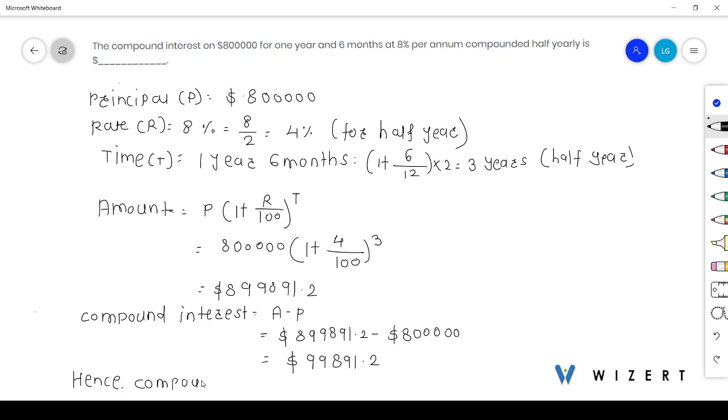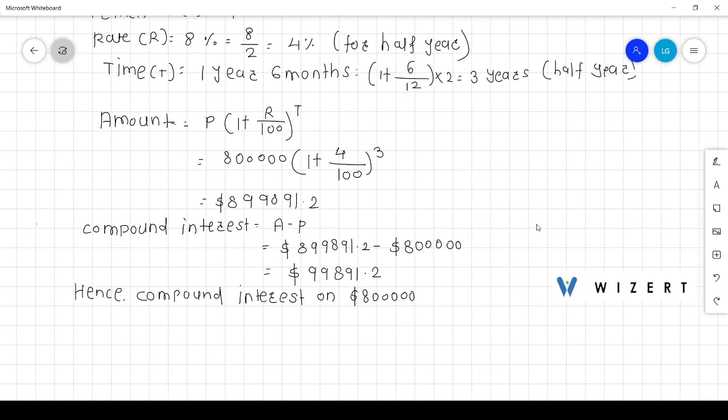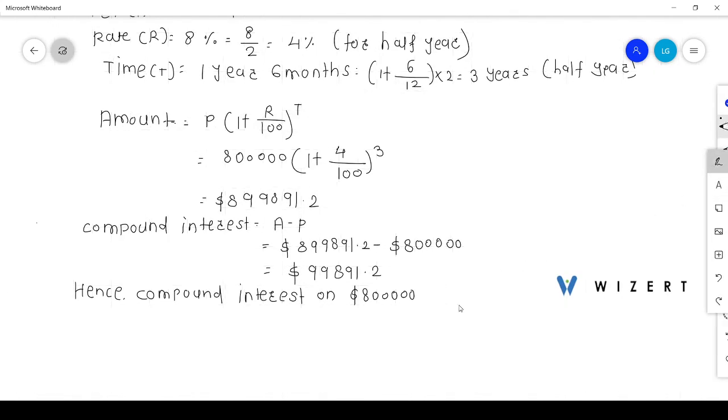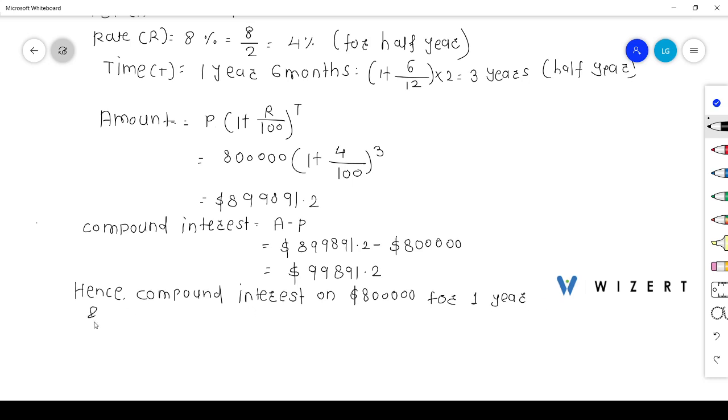Hence, compound interest on $800,000 for 1 year and 6 months at the rate of 8% compounded half yearly is $99,891.2.